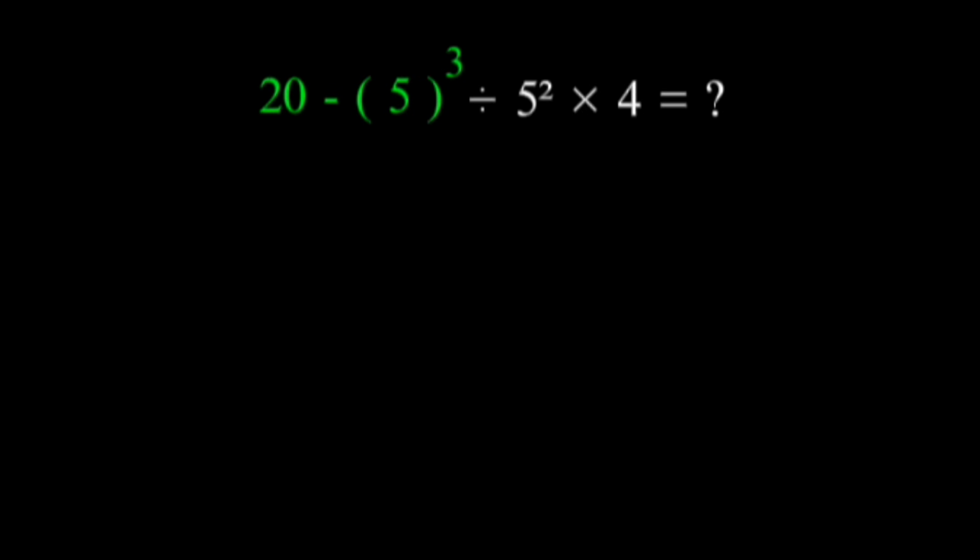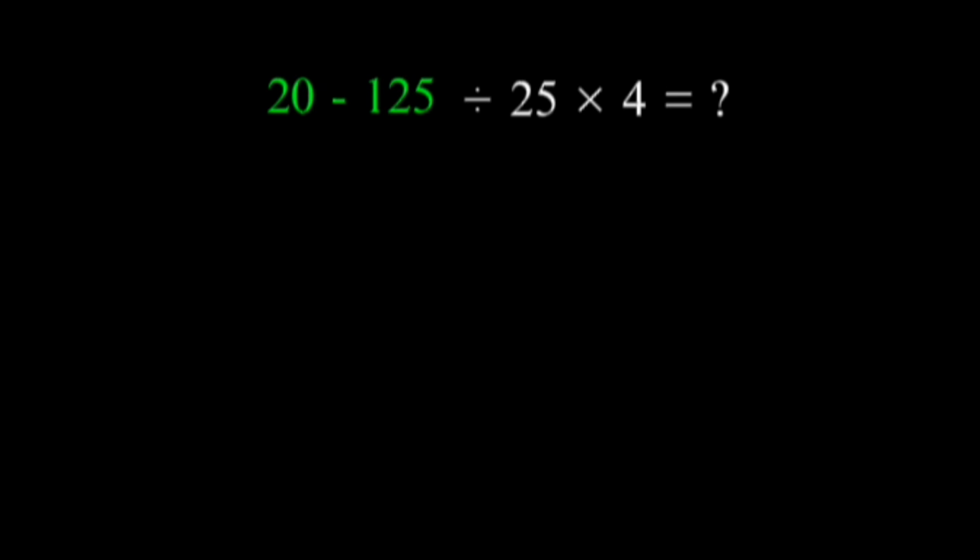Now we must calculate the remaining exponents. 5 raised to the third power becomes 125, and 5 squared becomes 25. Now multiplication and division have equal priority, so we move from left to right. Whichever we encounter first, we solve first. In this problem, we encounter division first, so we solve it first. 125 divided by 25 equals 5.